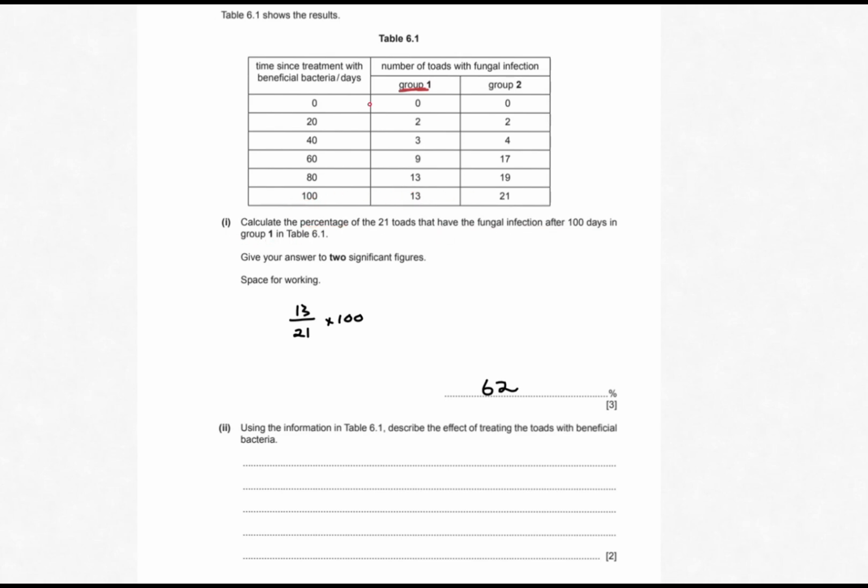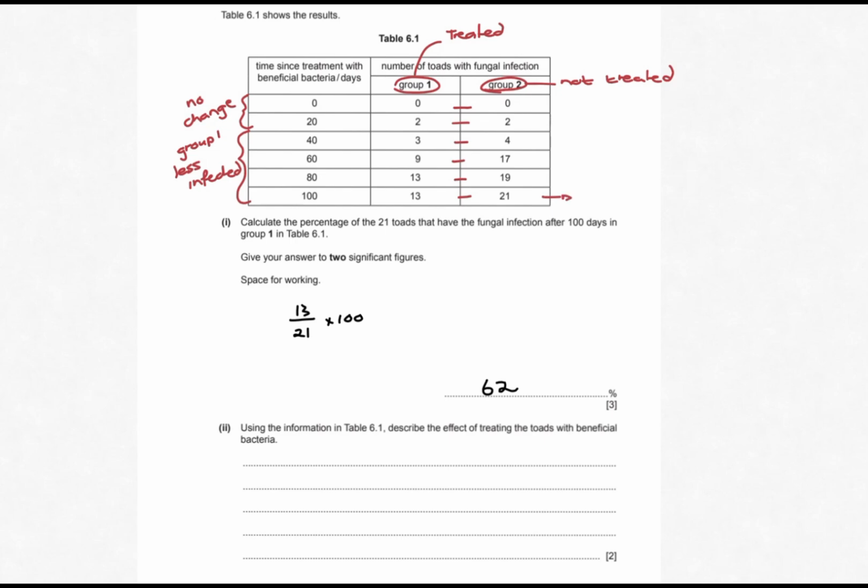They then ask us, using the information in table 6.1, describe the effect of treating the toads with beneficial bacteria. So we know that group 1 was treated and group 2 was not treated. If we look at the first 20 days, we can see that the results are exactly the same. Then, for the last 4 groups, from 40 to 100 days, group 1, which was treated, had less toads with fungal infections than group 2.